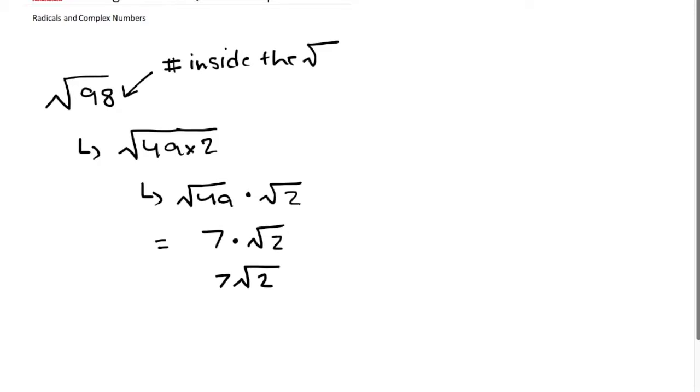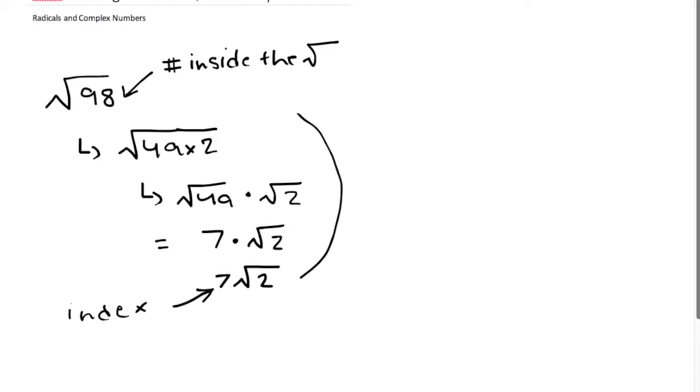And in this case, 7 is known as the index. 7 is the index of the radical. And what it basically means is that although a multiplication sign is not there, it is in multiplication with the square root. And in this case, it's going to be multiplied by the square root of 2. And if we check, we will get the same answer.